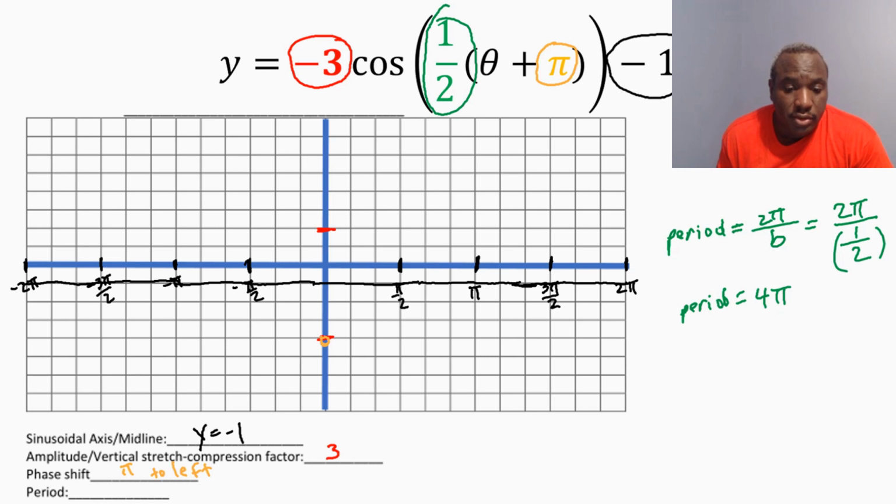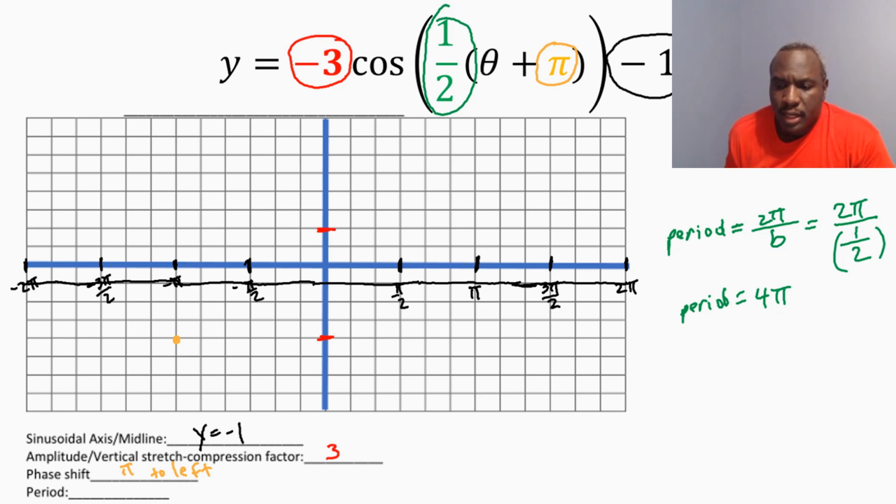We just said that we would normally start here. But the thing is that we have a phase shift of pi units to the left. And what that means is that we're going to actually move this initial point 180 degrees to the left. So if we did that, our initial point would end up here, 180 degrees or pi units to the left.